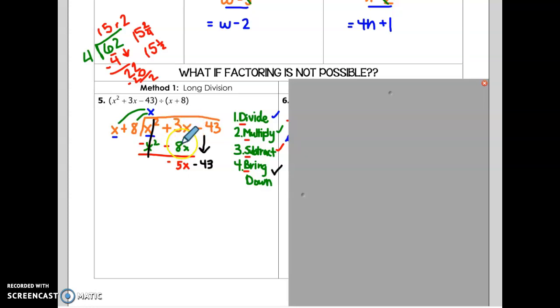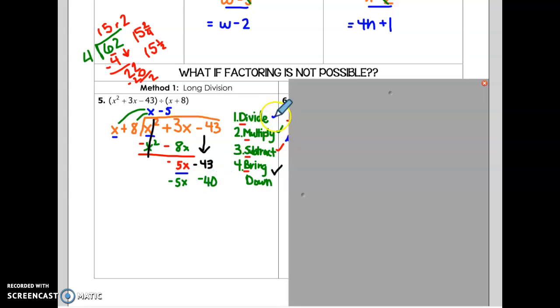And then I've got 3x minus 8x should give me negative 5x. Okay? Then I bring down. So I brought down negative 43. Then I start the process over again. I'm going to divide my first term by first term. Negative 5x divided by x is negative 5. Okay, next step, multiply. Take negative 5 times x. Now, since this is a negative, I'm going to say negative 5x. And then negative 5 times 8 is negative 40. Okay, so again, if it's a negative, I do bring the sign with me.